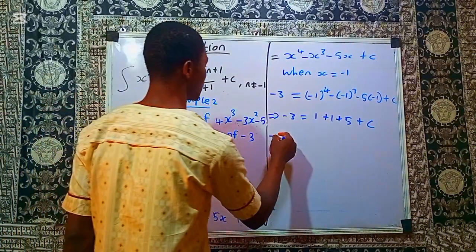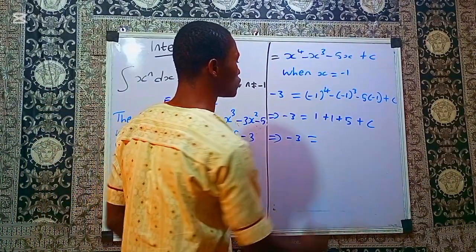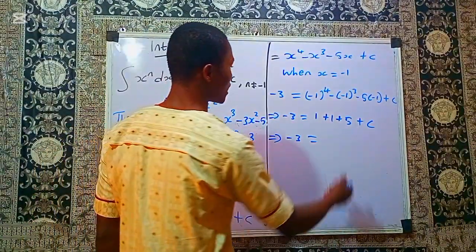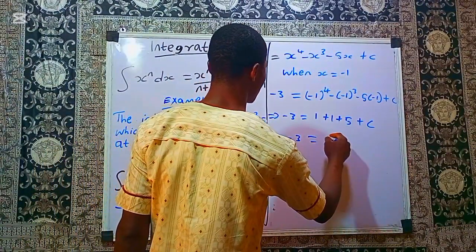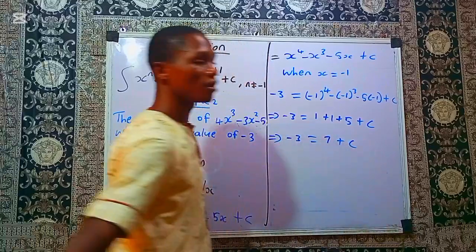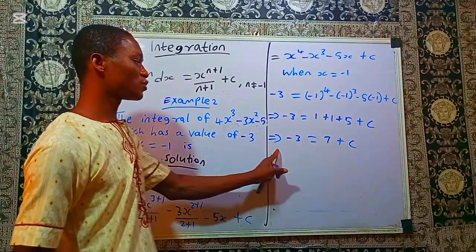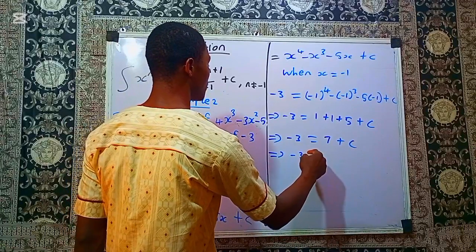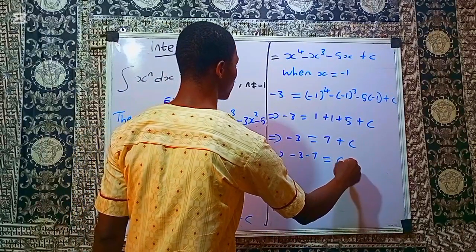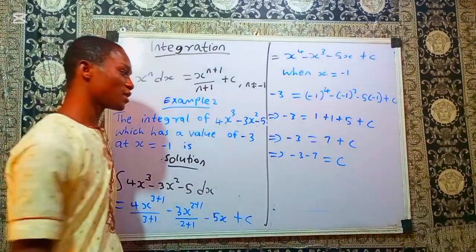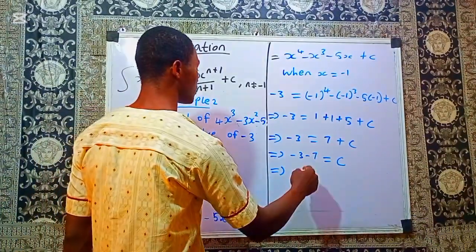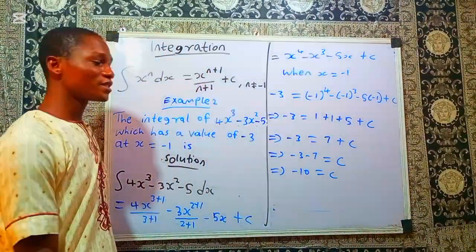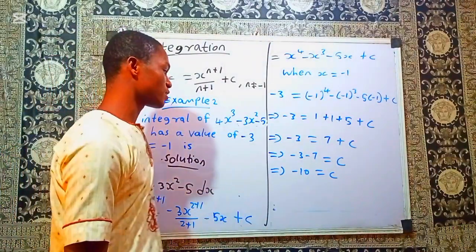So this implies minus 3 is equal to 1 plus 1, which will be what? 1 plus 1 is 2, and then 2 plus 5 is what? 7, plus what? C. So we are going to move 7 to this side. If you move 7 to this side, you have minus 3 minus 7 is equal to c. So minus 3 minus 7 is minus 10, equals c. So the constant of integration is what? We got it to be minus 10.